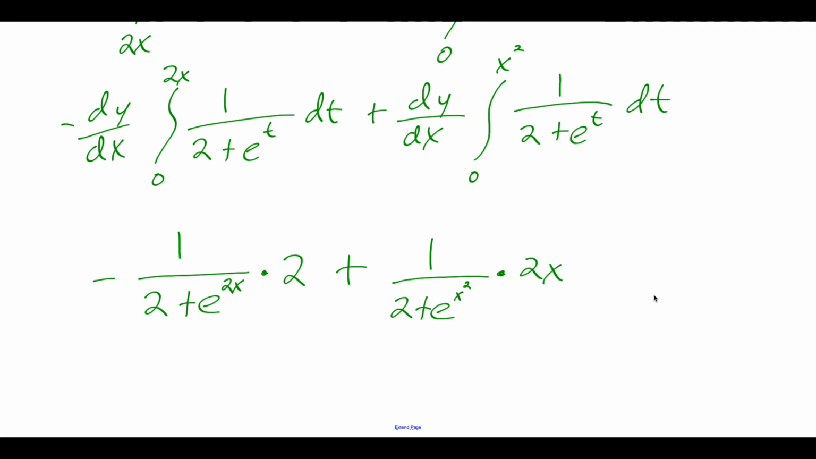Now we can clean this up a little bit. In this first fraction, if I put that 2 over 1 and then multiply these fractions together, well, across the top, we've got this 1 times the 2. I'm also going to attach the negative. So we've really got negative 2 over 2 plus e to the 2x, plus same thing back here. If I take that 2x, put it over 1, multiply the tops together, then we get 2x over 2 plus e to the x squared.